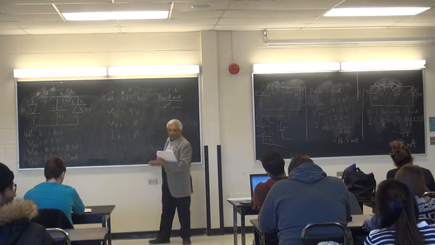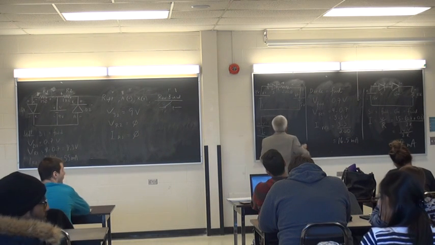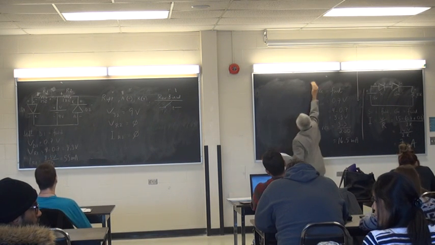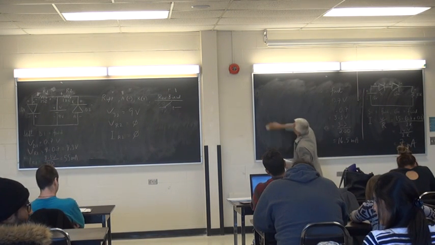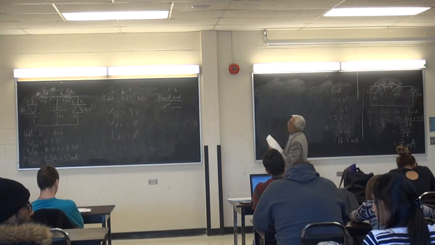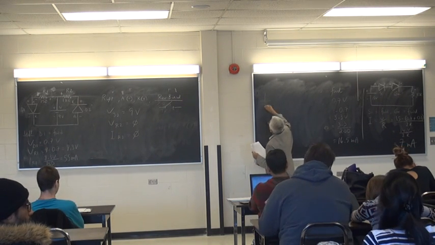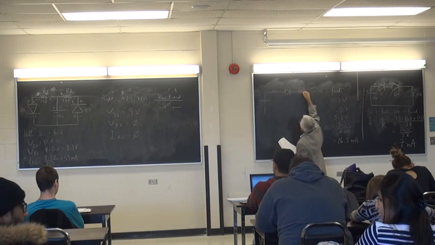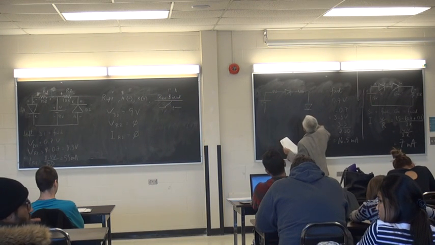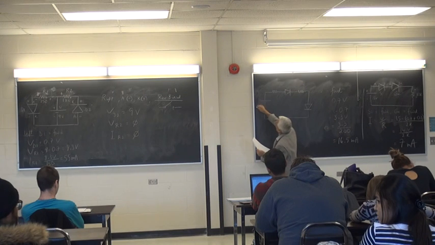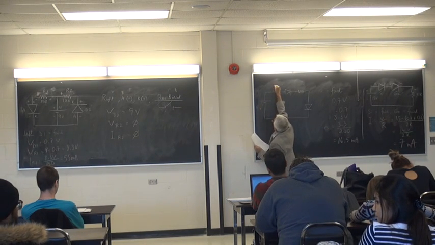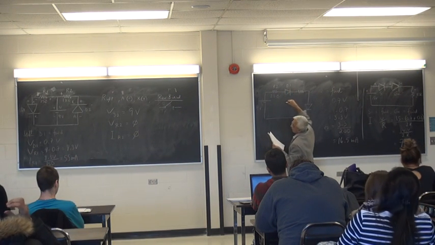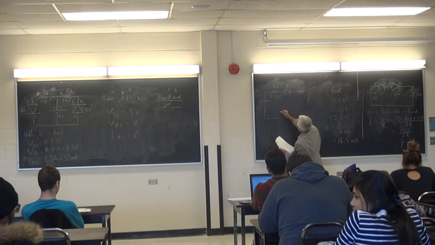Now let's do number 8. In number 8, we have a circuit that looks like this. Resistor, diode, resistor, diode. 9 volts, 220, E1, E2 is shown here.